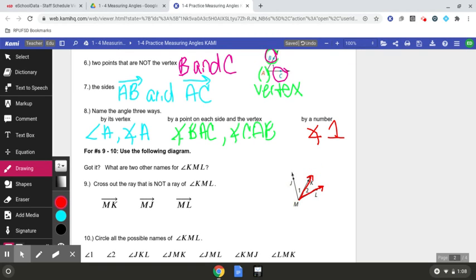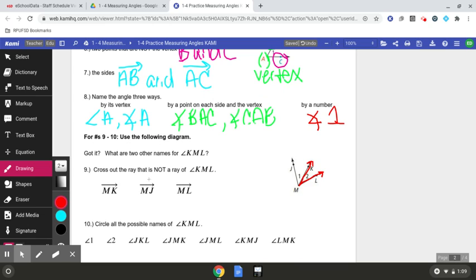So in order to come up with those names, we are basically going to break this apart. It says, cross out the ray that is not a ray of this given angle. So when we look here, we have two rays. Both should have an endpoint of M because that's the endpoint or vertex in this angle that they're referring to. So these all have an endpoint of M, so that doesn't really help us.